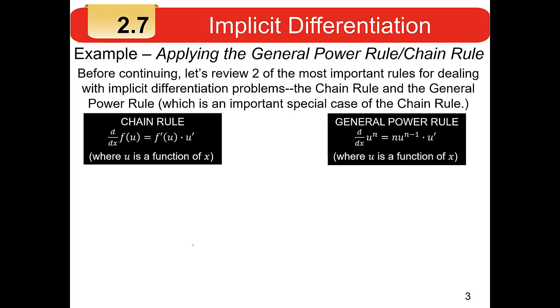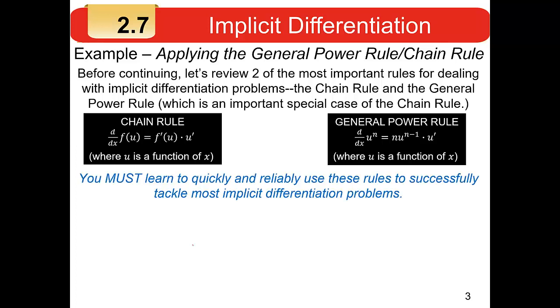The general power rule, which again is a special case of the chain rule, but we use it so much, it's nice to have it written out explicitly. The derivative of u to a power n is n times u to the n minus 1. In other words, you bring down the exponent, reduce the power by 1, and then you multiply by the derivative of u. Again, n times u to the n minus 1 times u prime.